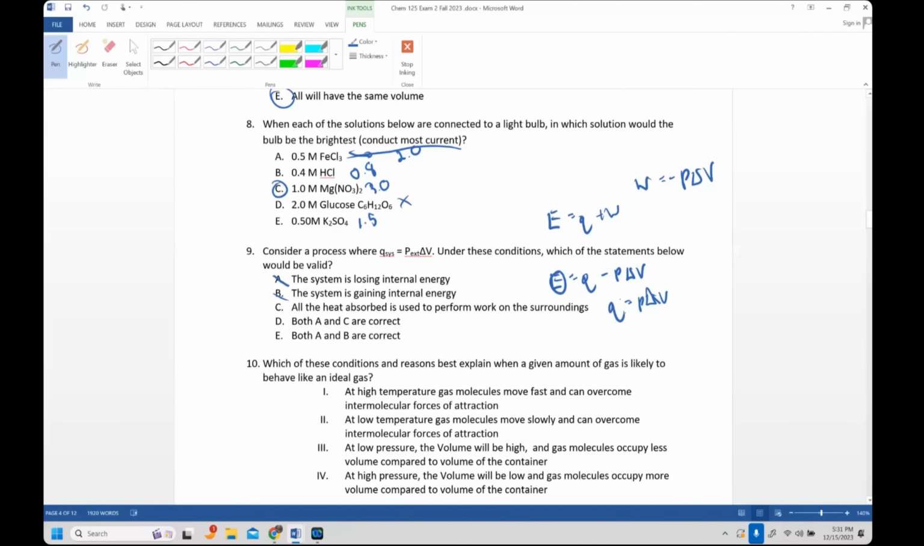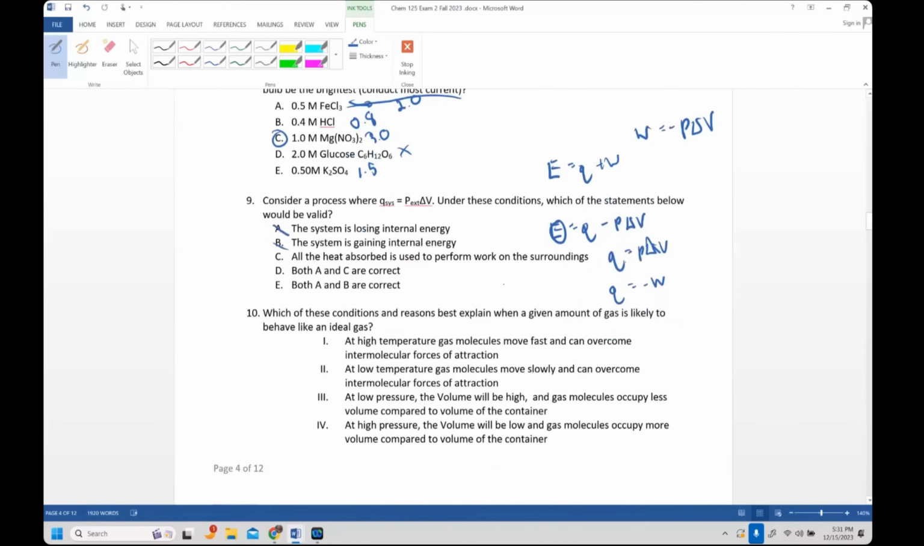So Q equals P delta V is saying that Q equals negative W. That means all of the heat is being converted to work on the surroundings. Negative W, that's work on the surroundings. So yes, the system is neither losing nor gaining energy, but simply the heat is being completely converted to work, which is going to the surroundings. That is a tough question if you're not familiar with how to manipulate Q plus W, but I hope that makes sense.